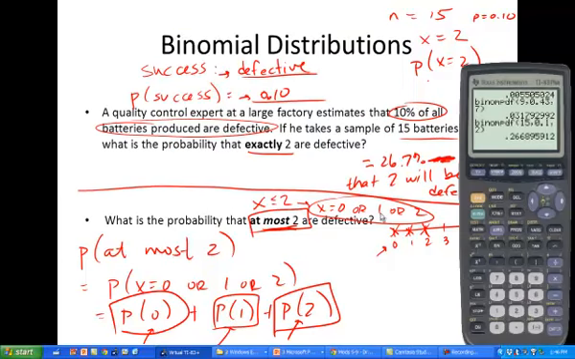So we've got the 26.689%. We could also go distribution 0, 15, 0.1, that hasn't changed. 0 are defective is 20.6% approximately. And then one more time, 15, 0.1, 1.